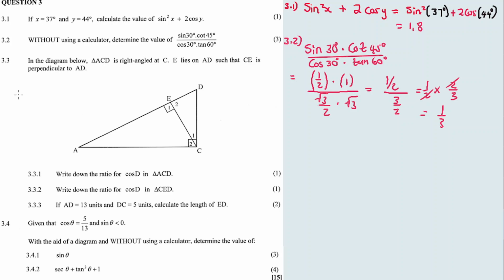Okay, 3.3. In the diagram below, triangle ACD is right angled at C. E lies on AD such that CE is perpendicular to AD. Okay, yazichaza lelo kanje le triangle. But anyway, sila ku 3.1 again.